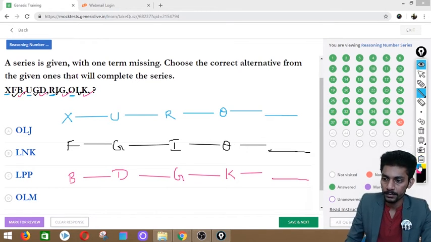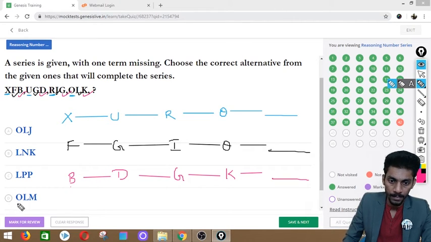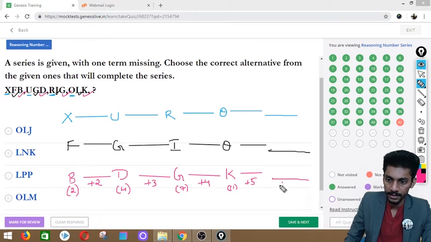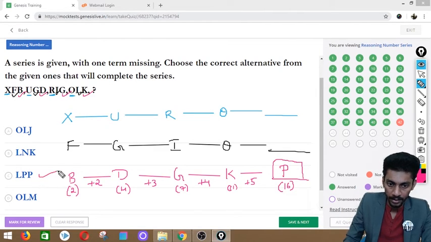Okay, so we'll start with B. B is the second letter of the alphabet. D is the fourth letter. G is the seventh letter. K is the 11th letter. So what has happened here is 2 plus 2 is 4. 4 plus 3 is 7. 7 plus 4 is 11. 11 plus 5 is 16. Which is the 16th letter? It is P. So the last alphabet is P. Only one option is there, that is option C.